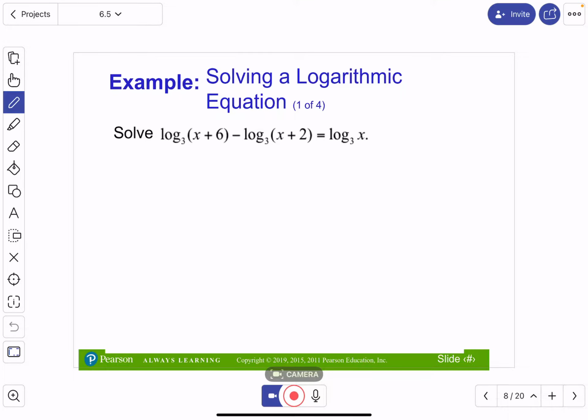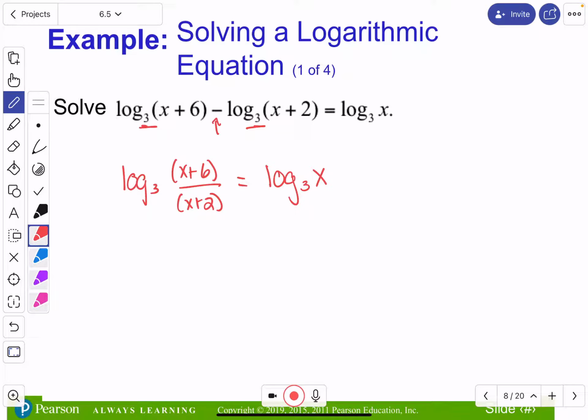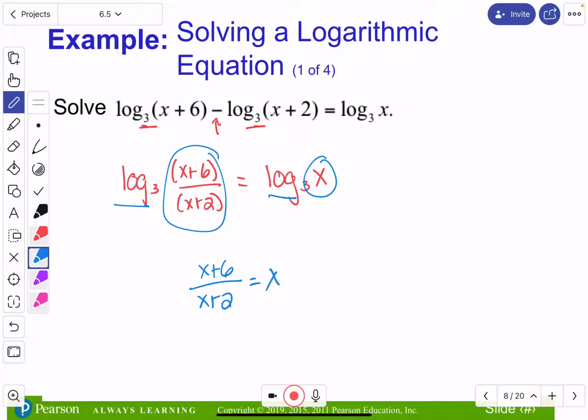All right, let's try one going the other way. We're trying to solve for x when we already have the logs. So the first thing we're going to do here is we're going to say, hey, subtraction rule with the same base means division. So this is the same as saying x plus 6 over x plus 2 equals log 3 of x. Since both sides have the same base, the arguments have to be equal. So x plus 6 over x plus 2 has to equal x. We can multiply both sides by the denominator to get rid of the fraction. Then we would distribute.